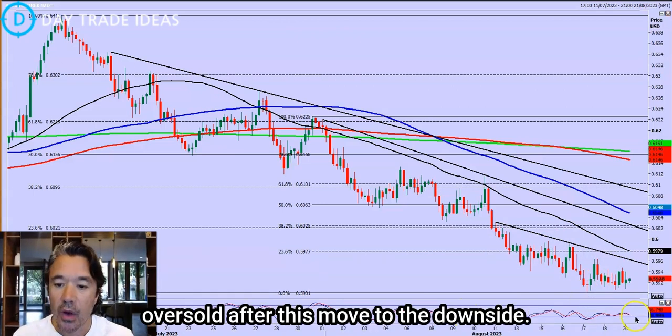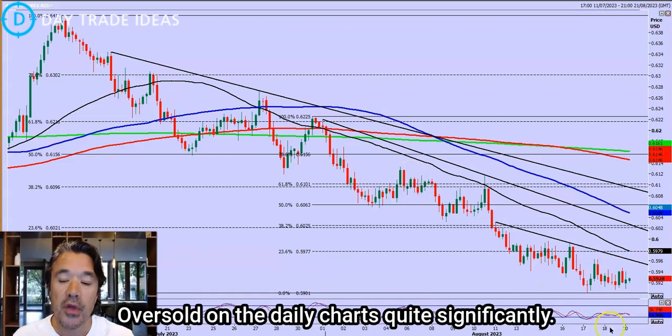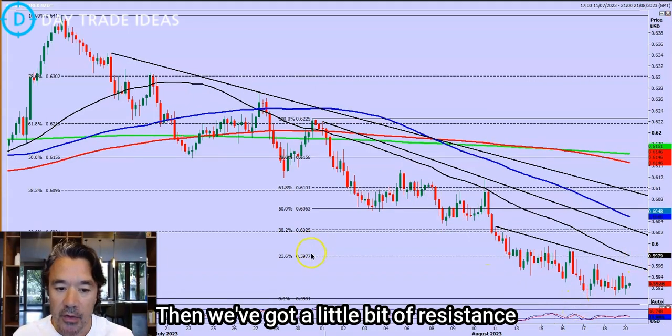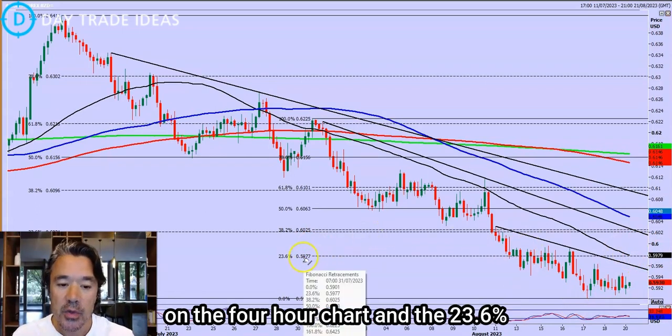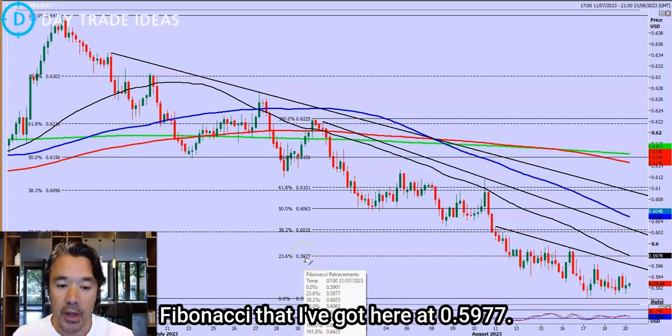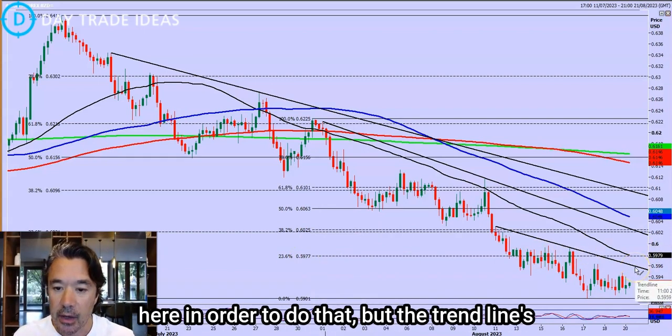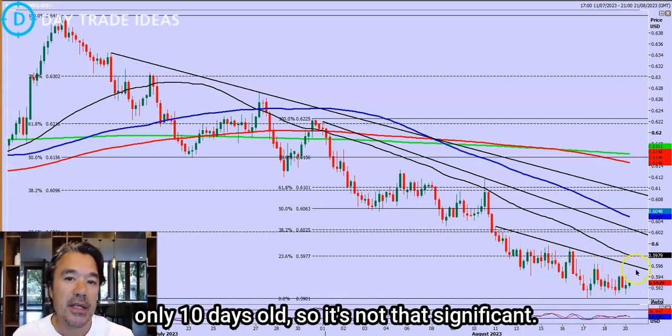But we are pretty oversold after this move to the downside. We're oversold on the daily chart quite significantly. Then we've got a little bit of resistance just from the 50-period moving average on the 4-hour chart and the 23.6% fib that I've got here at 59.77. We'd have to get through my little trend line here in order to do that. But the trend line's only 10 days old, so it's not that significant.